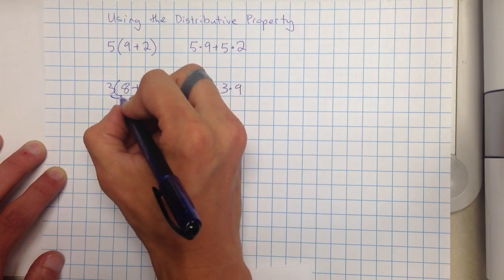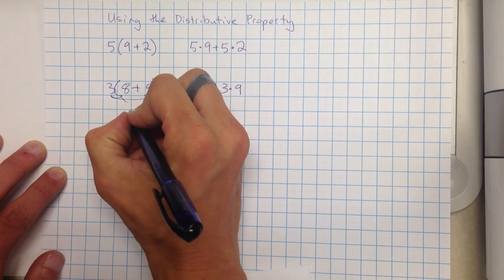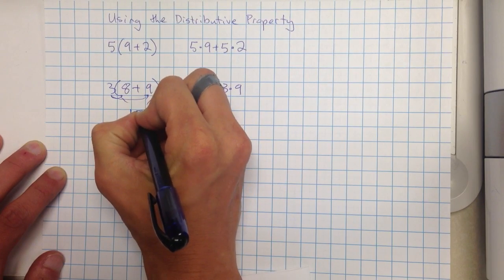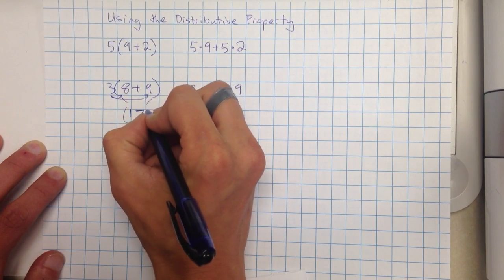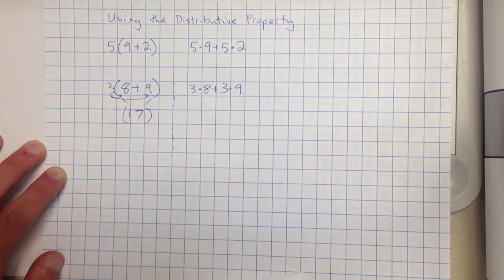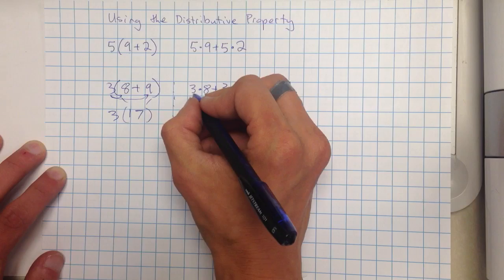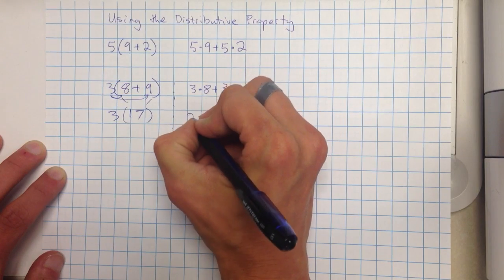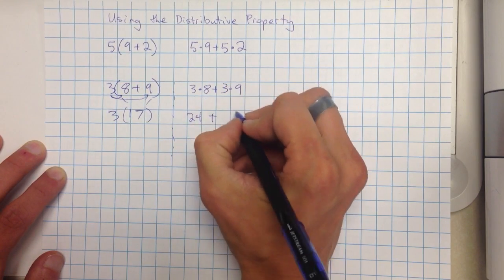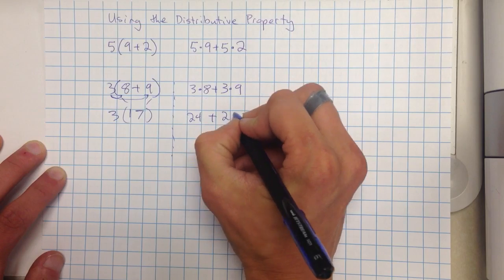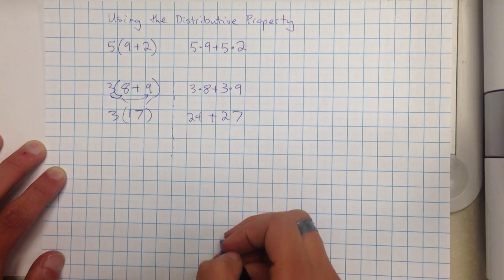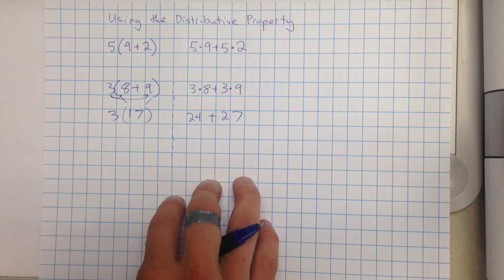I'm going to use order of operations here. So those go together. That gives me 17. Okay, and then I'm going to just put the 3 right here. And then on this side, I'm going to multiply those together. 3 times 8 gives us 24. Put my plus symbol. 3 times 9 is going to give us 27. Okay, and then I can just multiply those out.